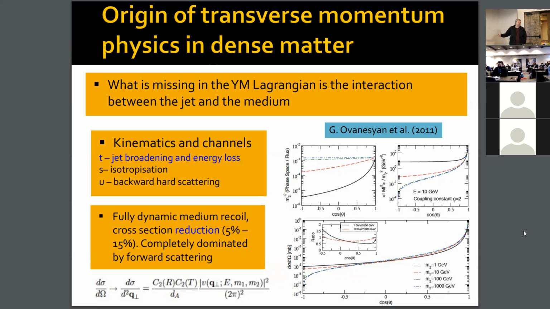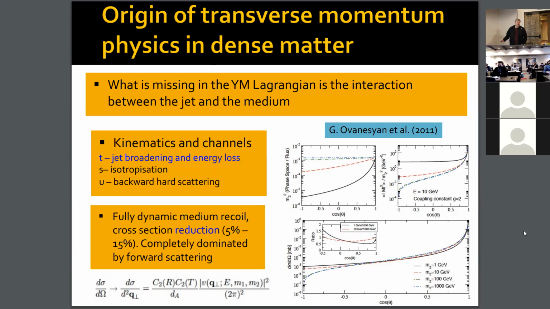And you know that when we calculate Feynman diagrams, we have certain Mandelstam variables and they have a specific meaning. The T channel, in fact, corresponds to forward scattering, and that would be the jet broadening and energy loss. Now, S channel scattering will be isotropization. It's fairly isotropic, and U channel will be backward scattering.